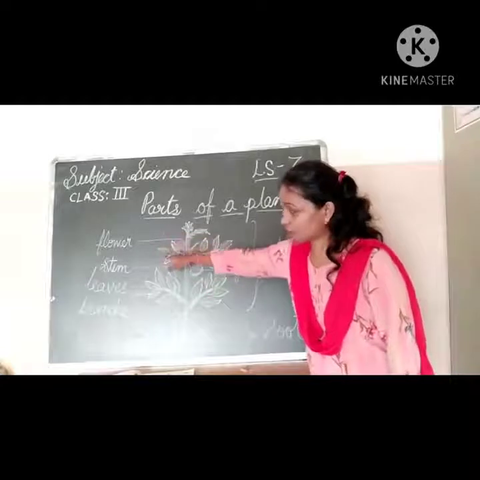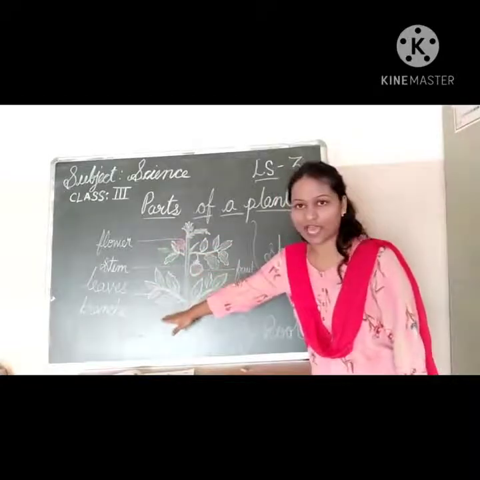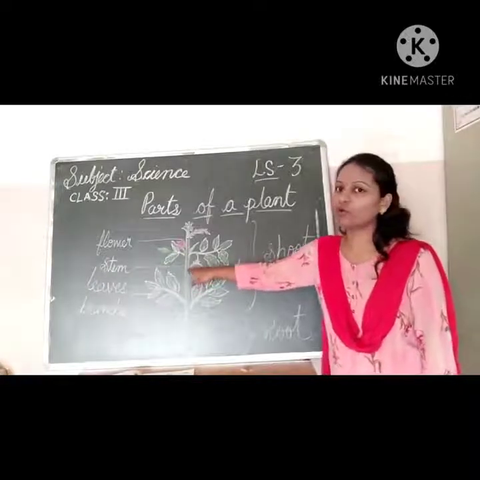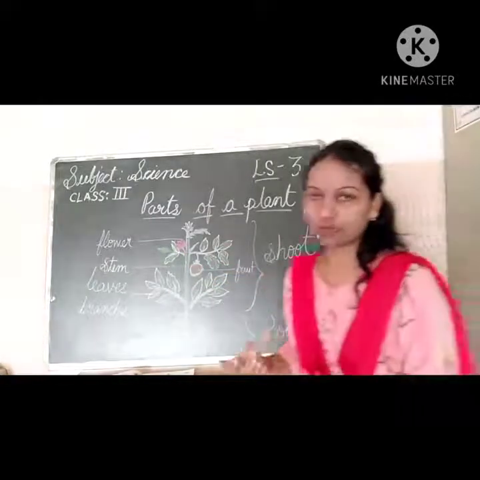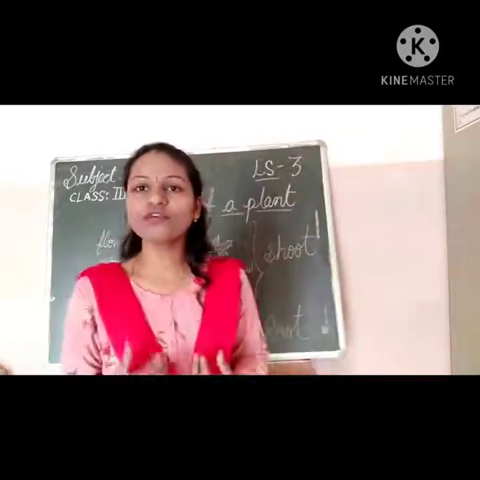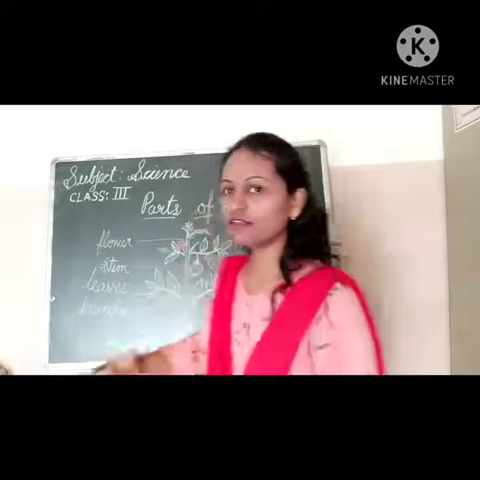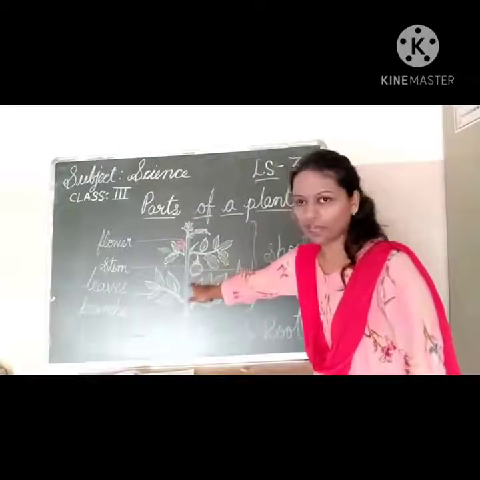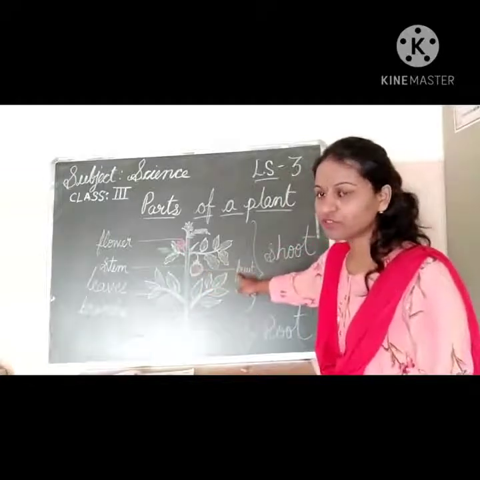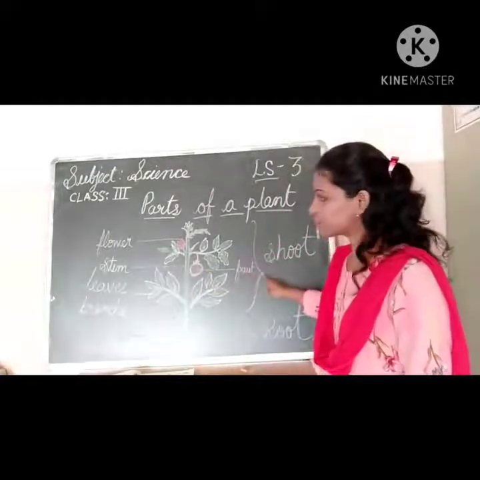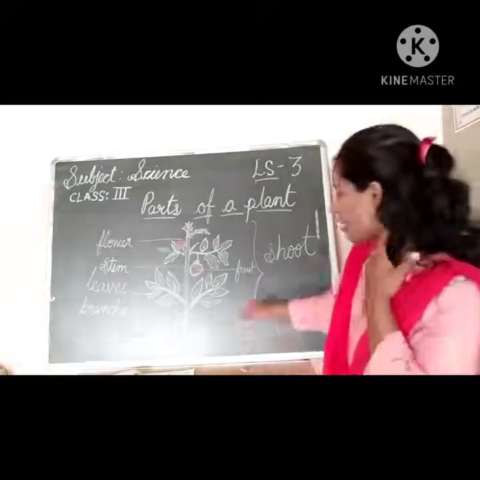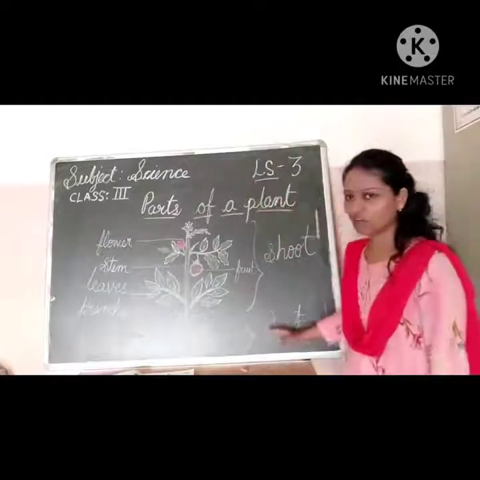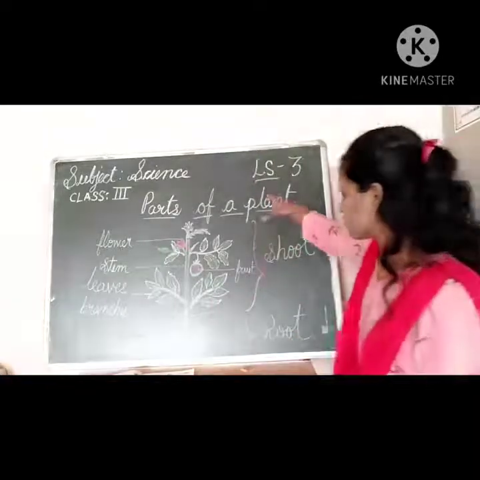If you see in the shoot, so many things are divided. It's flower, stem, leaves, branches, and here the fruit. Fruit consists of seeds. What does the fruit consist of, children? Fruit consists of seeds, and this fruit also comes under the shoot. This is also a part of a plant. What is the spelling for fruit? F-R-U-I-T. Please repeat after me. F-R-U-I-T, fruit. So these are all the parts of the plant, and this is in the shoot.